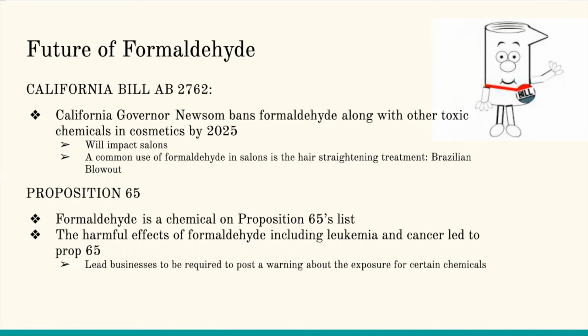Prop 65 is also an impact of formaldehyde on the community as well. It is on the list of Prop 65. It has harmful effects on the human body, such as leukemia and cancer, which has led to Prop 65 occurring. This has led to businesses being required to post a warning about the exposure to certain chemicals, such as formaldehyde, allowing people to know that there is a harmful effect that could lead to such health effects.